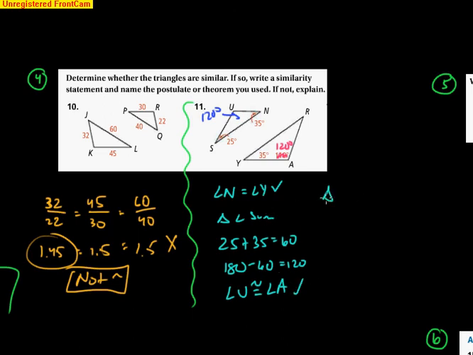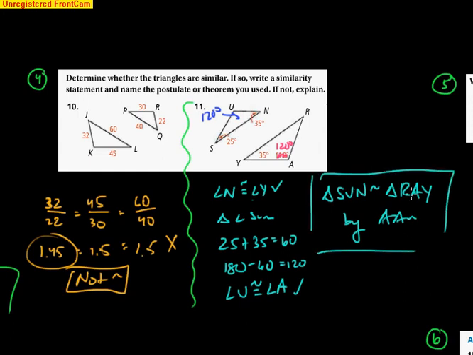So I will write down triangle, and I'll name the first one SUN, similar to triangle. Now, what corresponds? S is not one of the congruent angles that I have given here, so it corresponds to R, which I also have not talked about. U corresponds to A because it's congruent to A, and N corresponds to Y because it's congruent to Y. There you go, look at that, how cute. SUN and RAY. So these two triangles are similar by angle-angle similarity. So that's the similarity statement, that's the reason why, and that's the work.